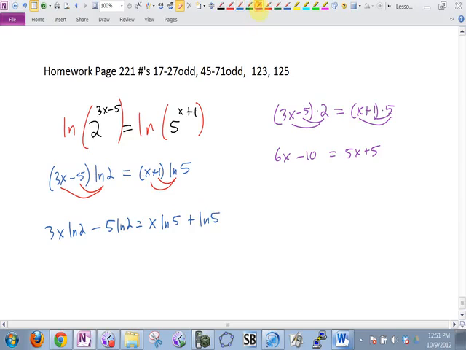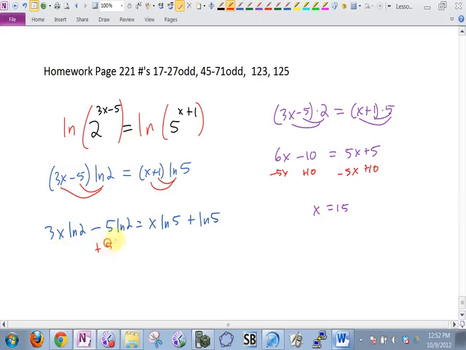Let's go back to the purple equation. What would your next step be? Add a 10 to both sides? Also combine like terms. You're going to subtract the 5x from both sides. You're going to add a 10 to both sides. So you're going to get x equals 15. That's great. Well, guess what I should do on this equation?